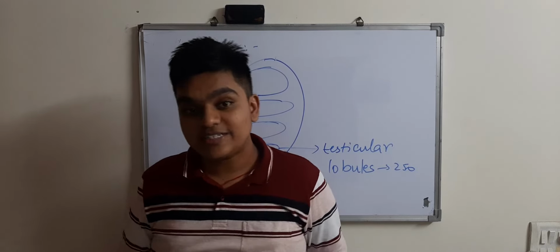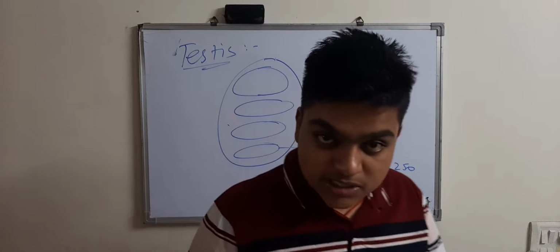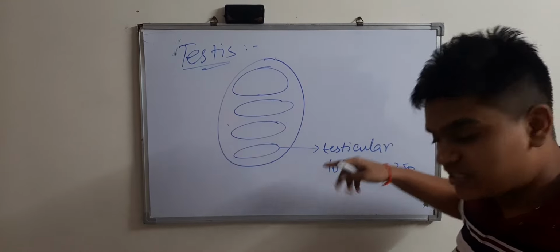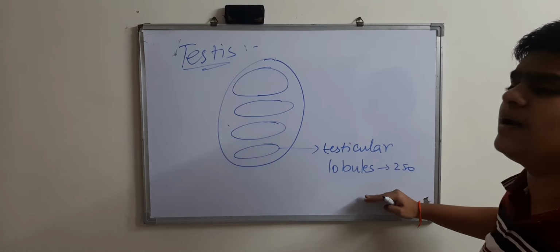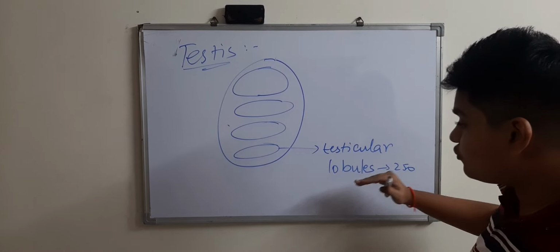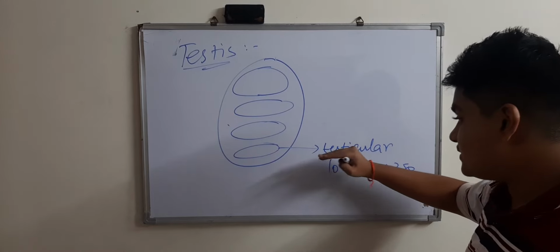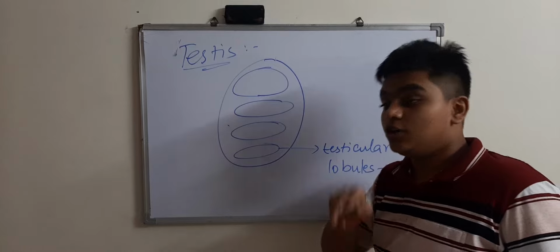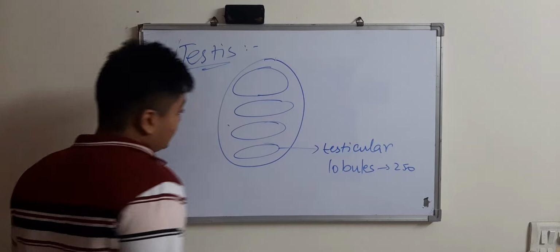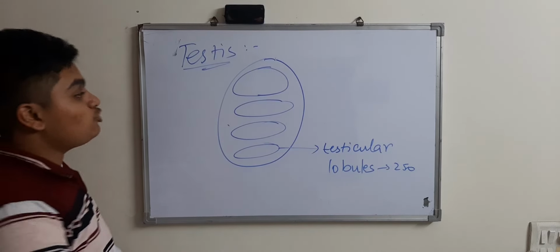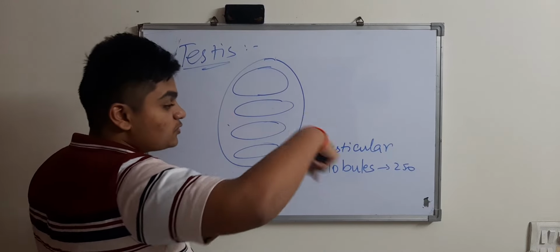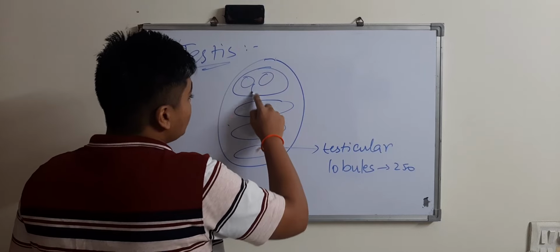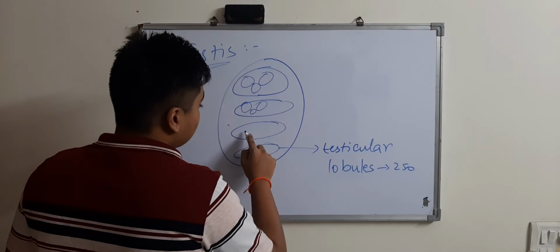This is a luxurious train. Now assume the testis as a luxurious train which is very long, containing 250 compartments. The 250 compartments are named TLs, or testicular lobules, in which 1 to 3 persons can sit, and those persons will sit in seats, and those seats are called your seminiferous tubules.